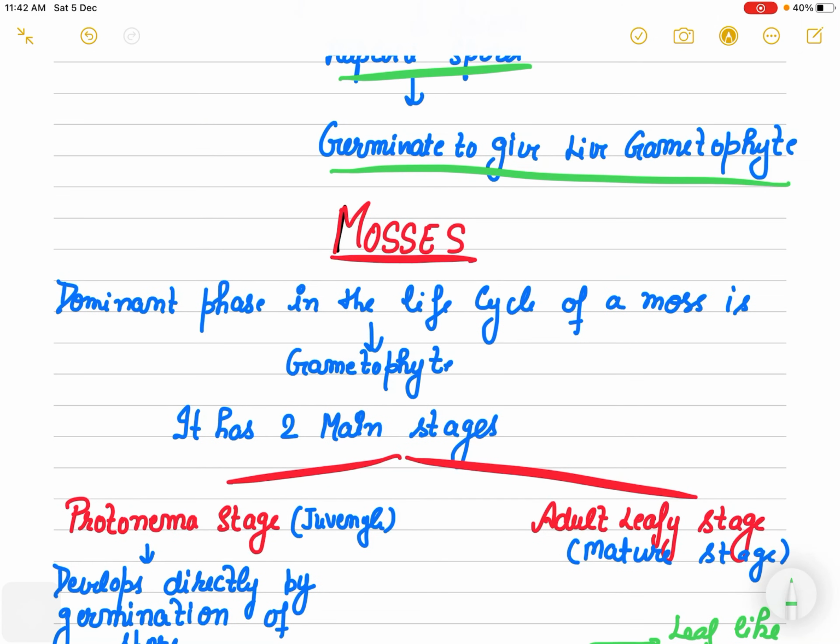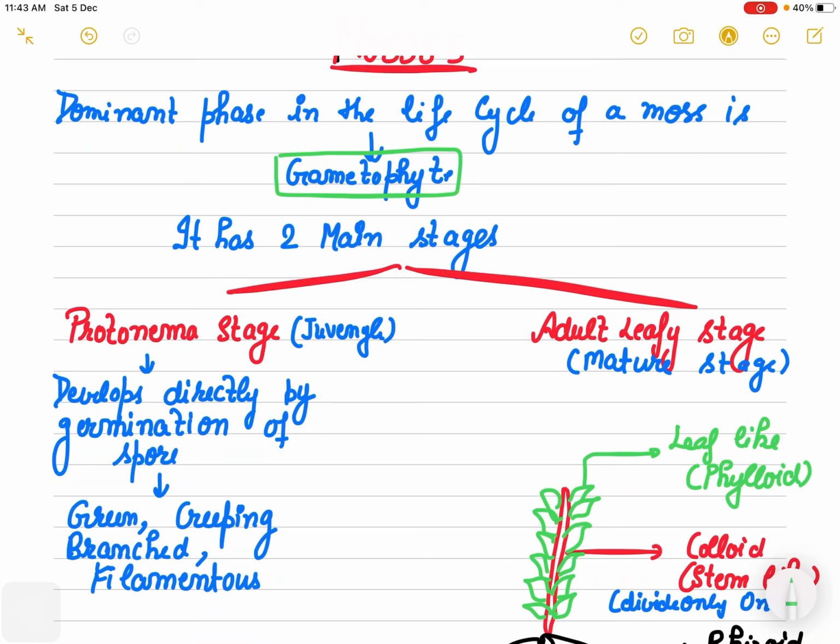In mosses, again, the dominant phase in the bryophyte is the gametophytic phase, and mosses have two main stages: the protonema stage, which is the juvenile or young stage, and the adult leafy stage, which is the mature stage. The juvenile or protonema stage develops directly by the germination of spores.